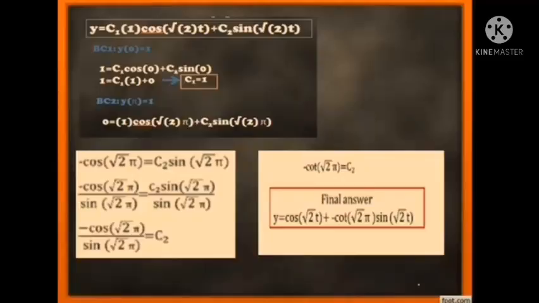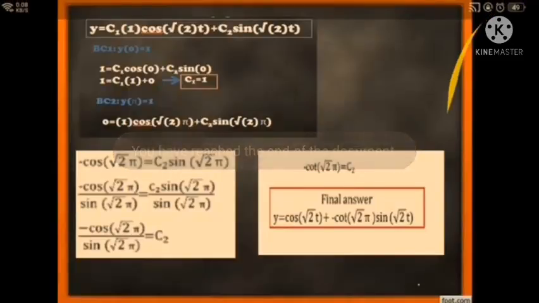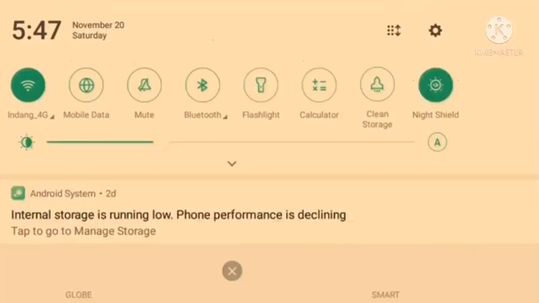Then substitute the values of c1 and c2, so we get the final answer. The final answer is y is equal to cosine of square root of 2 times t plus cotangent of square root of 2 times pi times sine of square root of 2 times t. So that is the final answer.